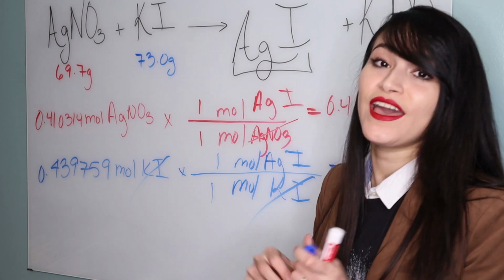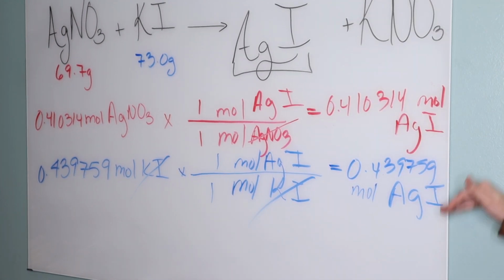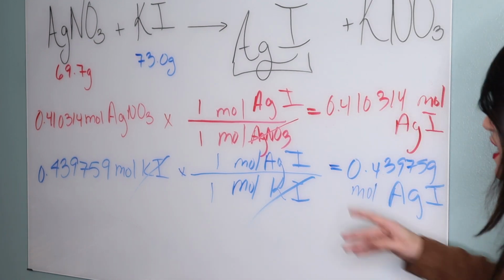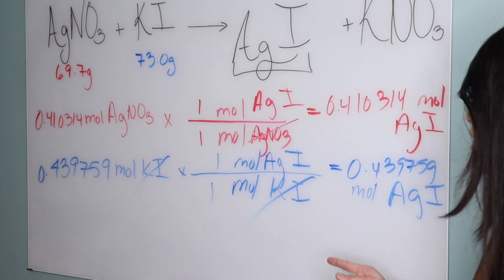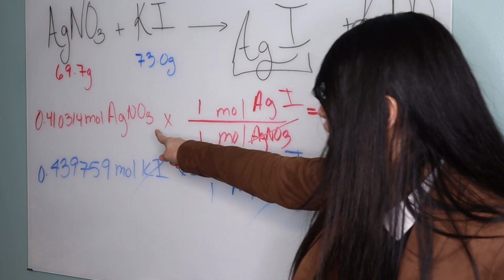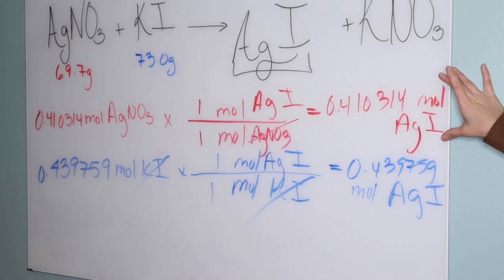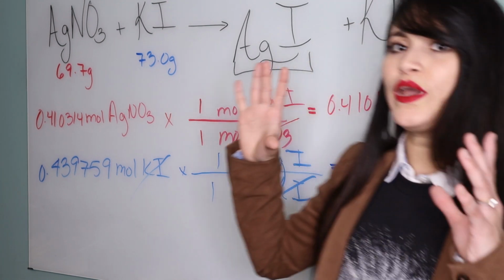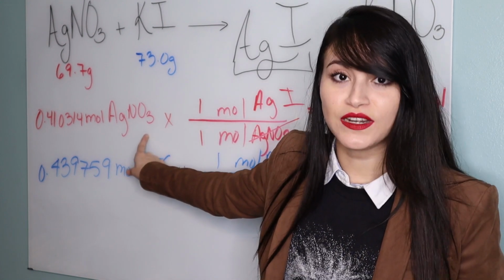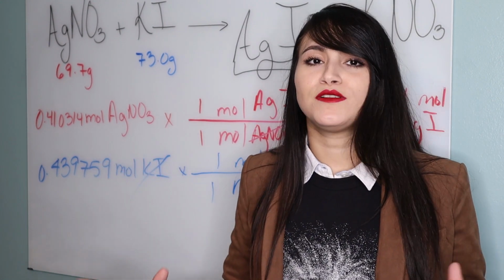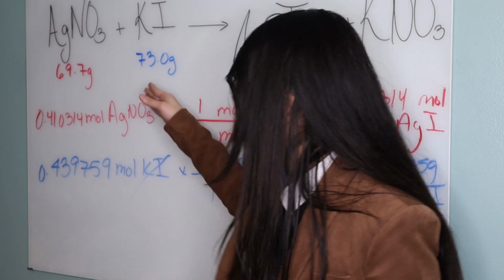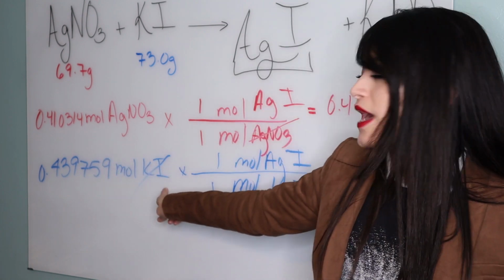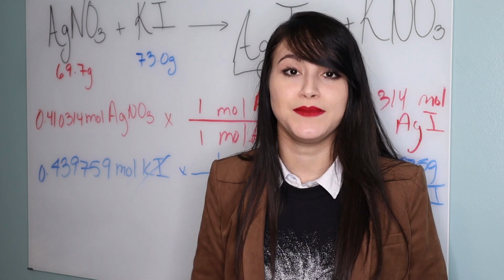So now you can go ahead and compare it because you have moles of the same compound. Now that I've gone through the molar ratio, I know that silver nitrate is going to generate the least amount of moles of the product silver iodide. So we know that silver nitrate is going to be our limiting reactant. With this example, since it's a 1-to-1 ratio, you could have stopped over here and said that silver nitrate has fewer moles than potassium iodide, and therefore silver nitrate is going to be my limiting reactant.